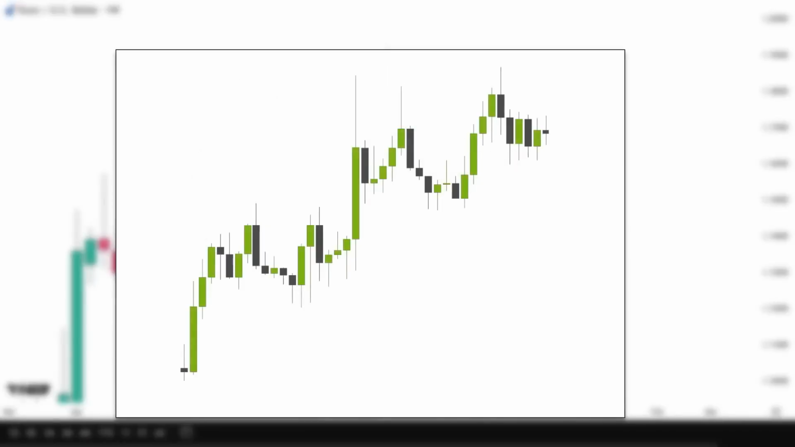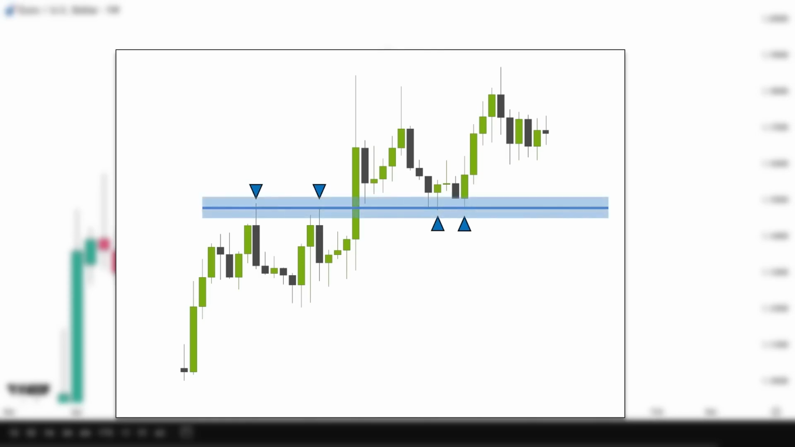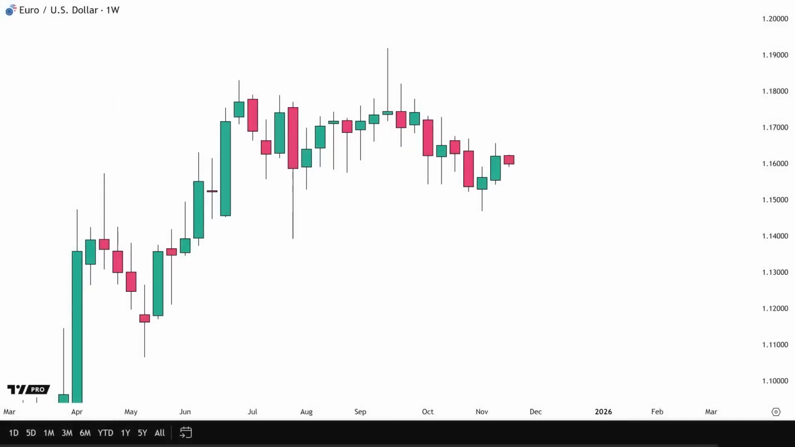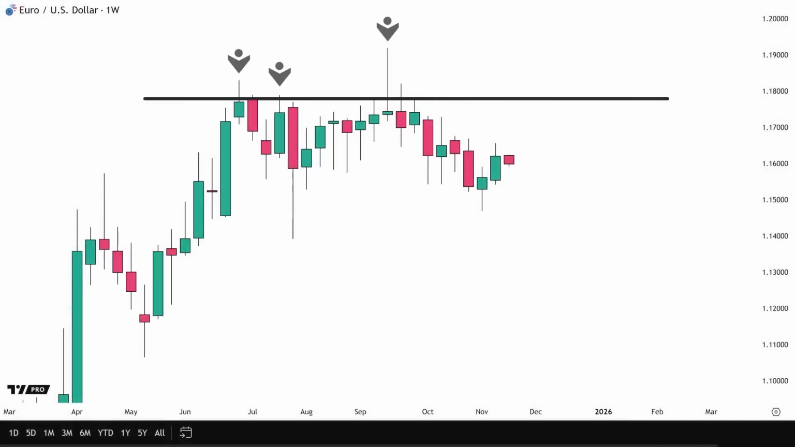For example here, if I draw the level like this, I can only get 2 touches. But if I adjust it like this, I get all of the price reactions. Also, treat the levels as zones, not precise single lines. With that in mind, here we have a key level at the top that has acted as strong resistance multiple times, so we mark it.